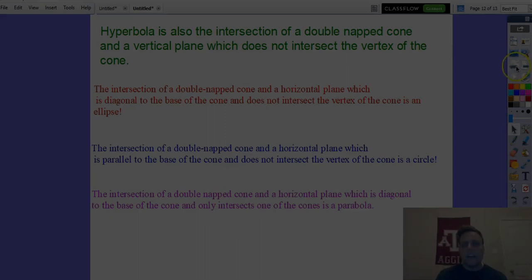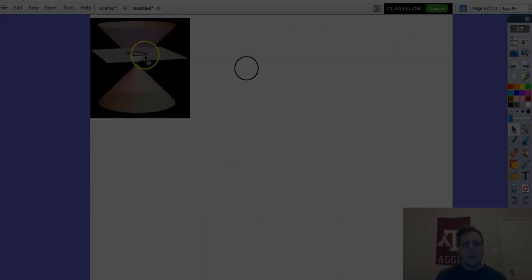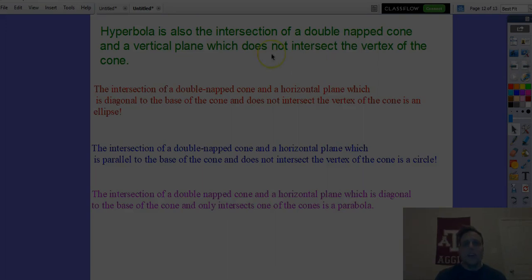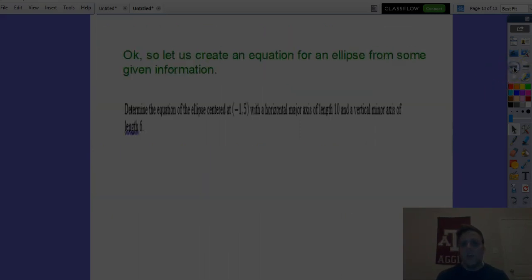Alright, so if you go back to that GIF, let's wait till we're at a hyperbola. And bam, we have the plane intersecting a double-napped cone, does not intersect the vertex, but it's at a diagonal, so we see that that is a parabola. The intersection of a double-napped cone and a horizontal plane, which is diagonal to the base of the cone, and does not intersect the vertex of the cone, is an ellipse. The intersection of a double-napped cone and a horizontal plane, which is parallel to the base of the cone, does not intersect the vertex of the cone, is a circle. Alright, so think about that GIF while you're reading each one of these.